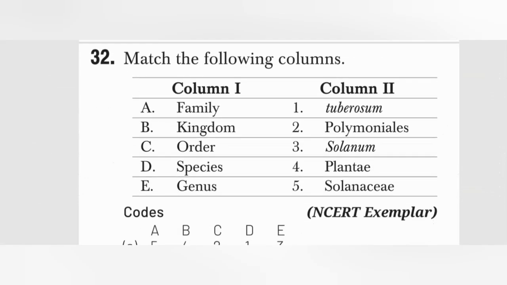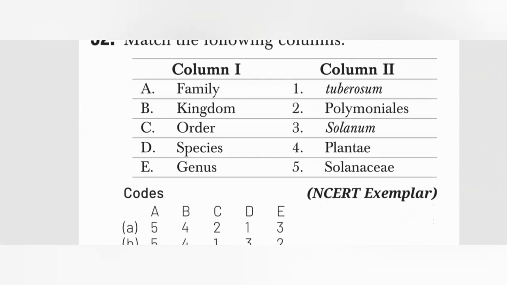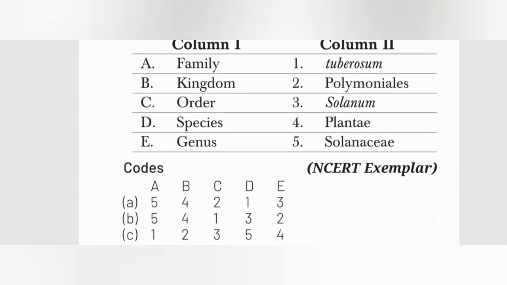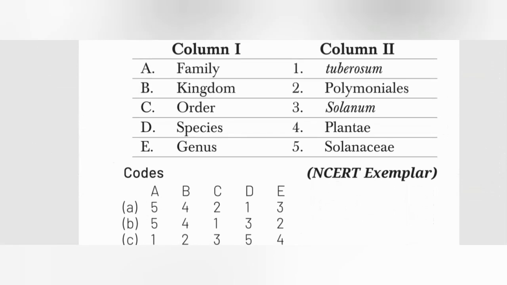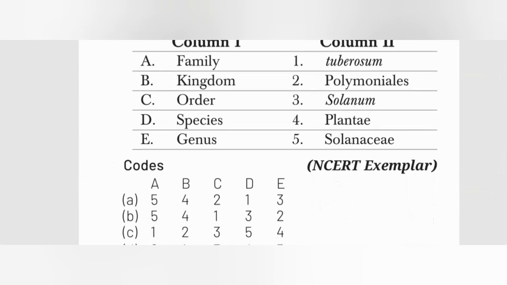32, match the following columns. Okay, if you have watched my first video, then you may remember the rules I told you earlier when such questions are asked. So here they have given family, kingdom, order, species and genus in column 1, and in column 2 what they match with. Okay, so just look for which match.